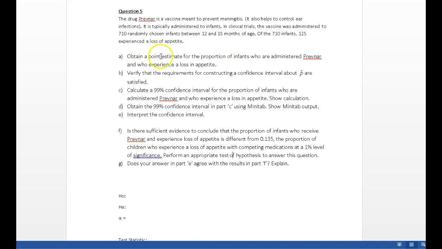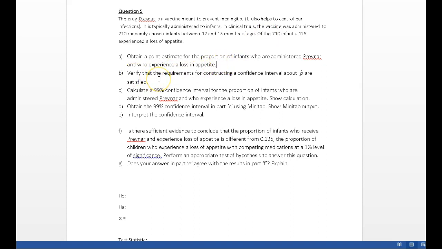Okay, now we are asked to obtain a point estimate for the proportion. Keyword: proportion. So what do we know up here? We know 710 infants were in this study and 125 of them experienced loss of appetite. So the 125 over 710 is going to be our point estimate. All right, we'll look at that in a second.